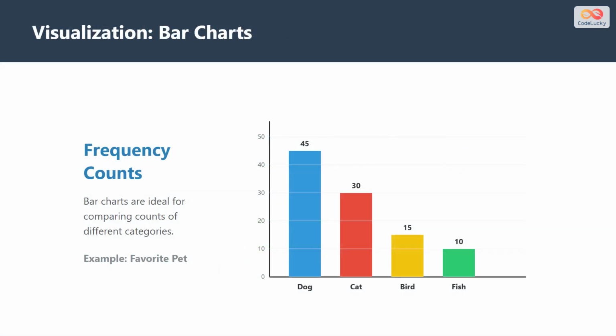When it comes to visualizing nominal data, bar charts are your best friend. They clearly show the frequency counts for each category. For example, we can easily see which pet is the most popular by looking at the tallest bar.